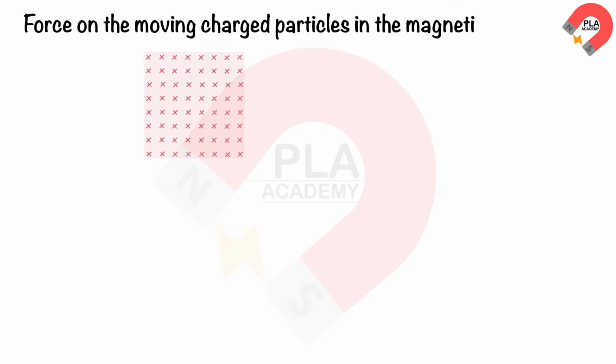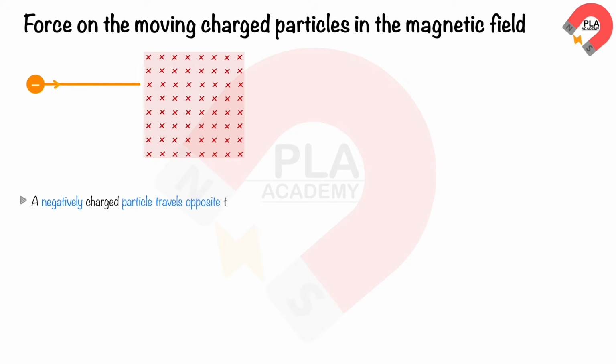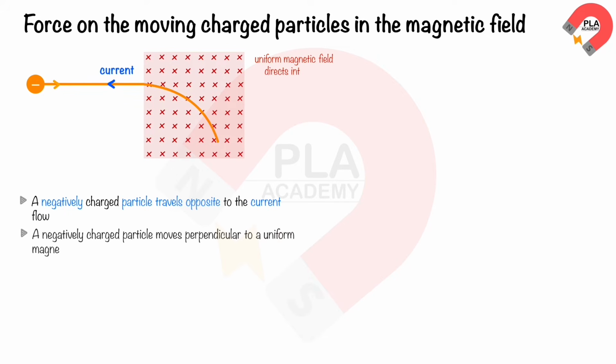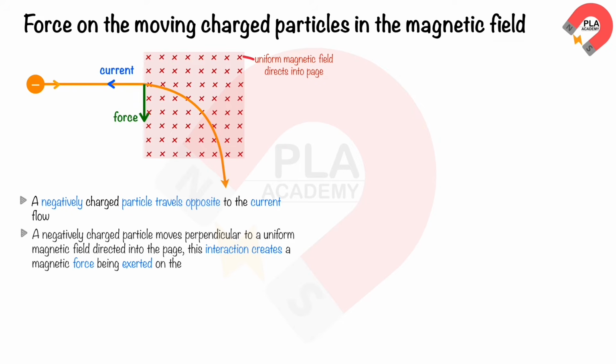Force on moving charged particles in a magnetic field. A negatively charged particle travels opposite to the current flow, perpendicular to a uniform magnetic field directed into the page. This interaction creates a magnetic force being exerted on the particle, directed downward and perpendicular to its motion.